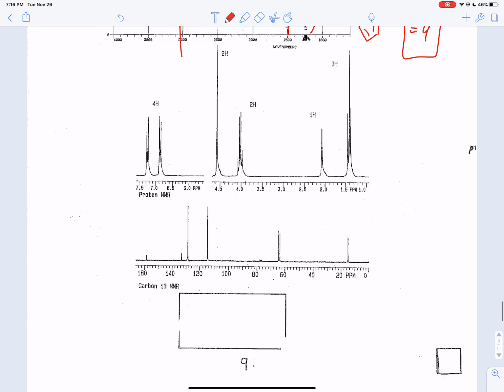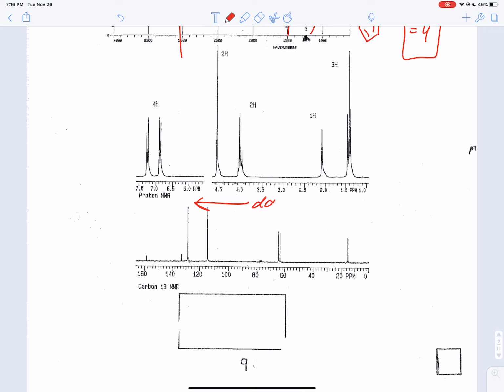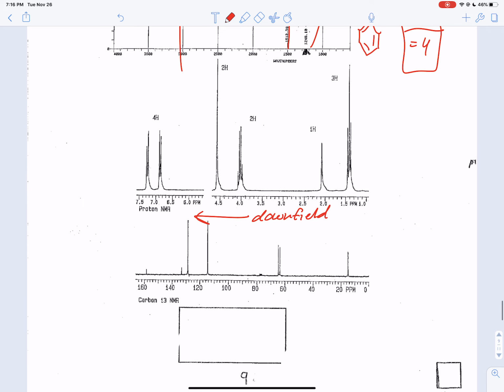So if something is de-shielded, right, it means it's next to an electronegative atom. And that pulls it more to the left, downfield. This is downfield. Okay, so that's what you have to pay attention to. Anything that's going further to the left, maybe it's attached to an oxygen, right? If you have a CH2 attached to an oxygen, it's going to be further downfield. All right, so let's do it.